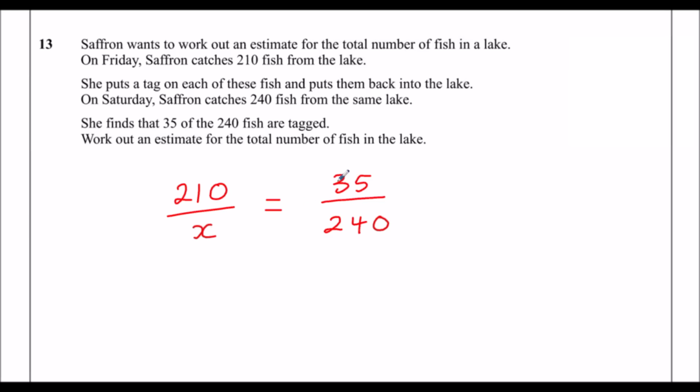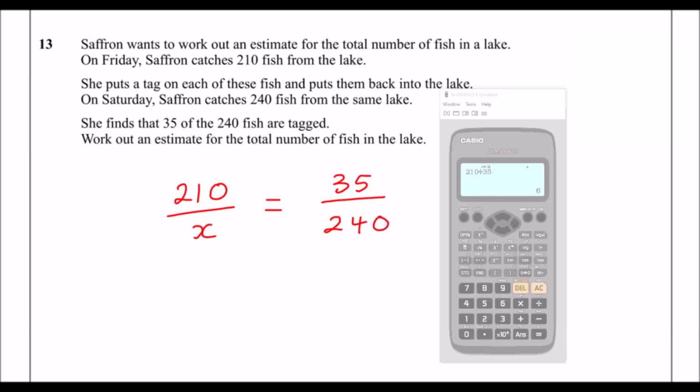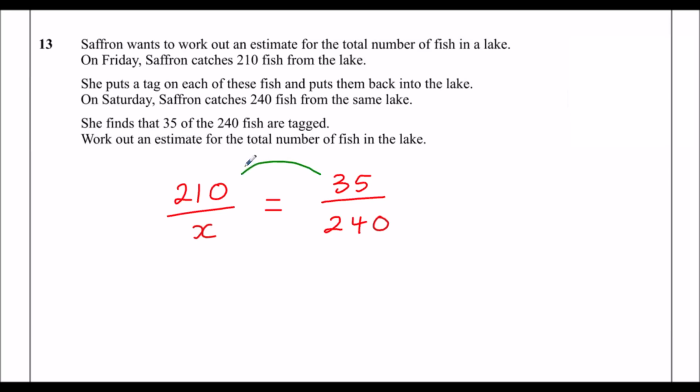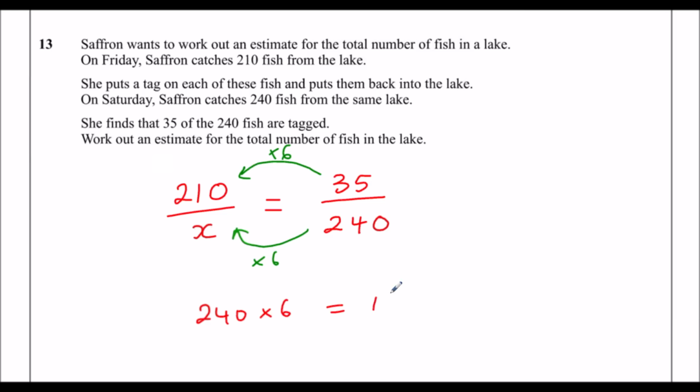We can say, what do you times 35 by to get to 210? And that is 6. So if I times the top by 6, I also times the bottom by 6. So 240 times by 6 is 1,440.